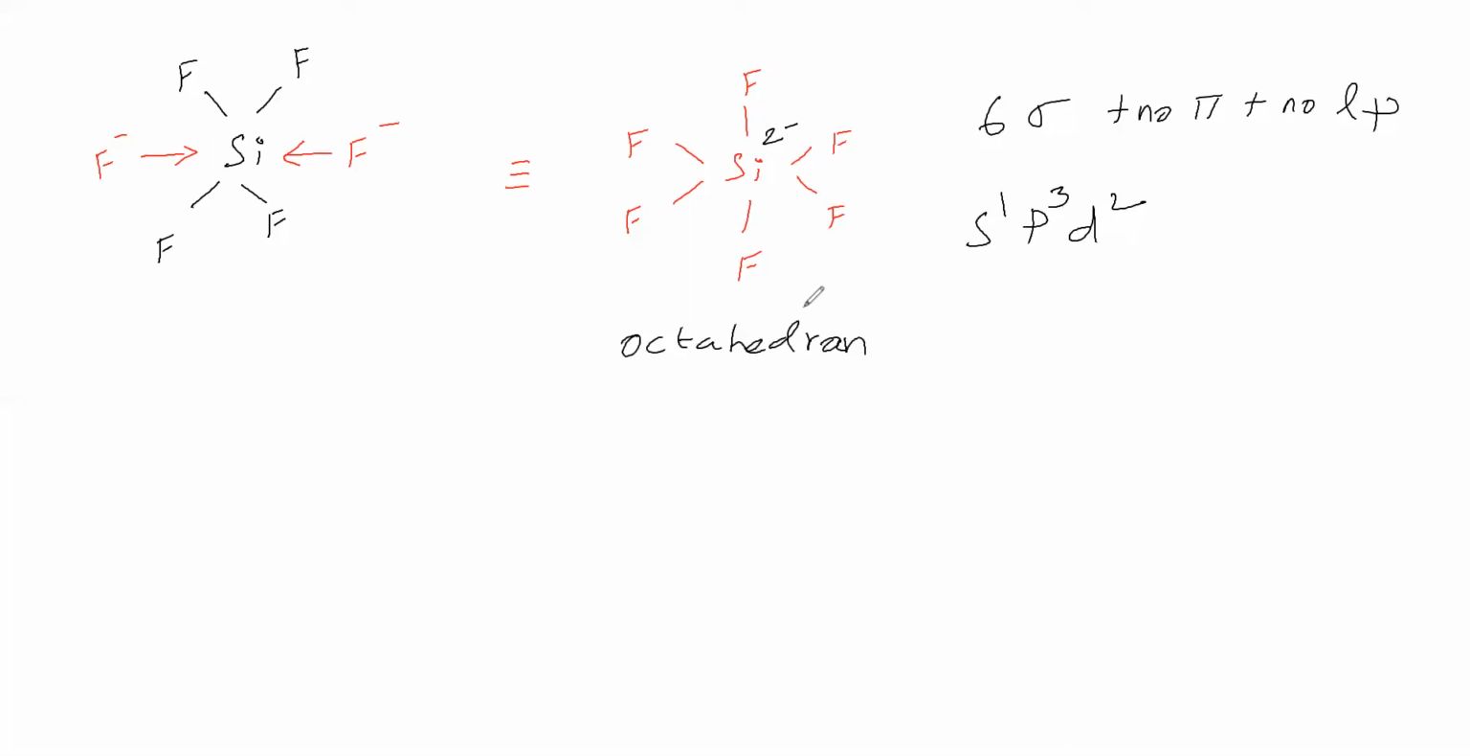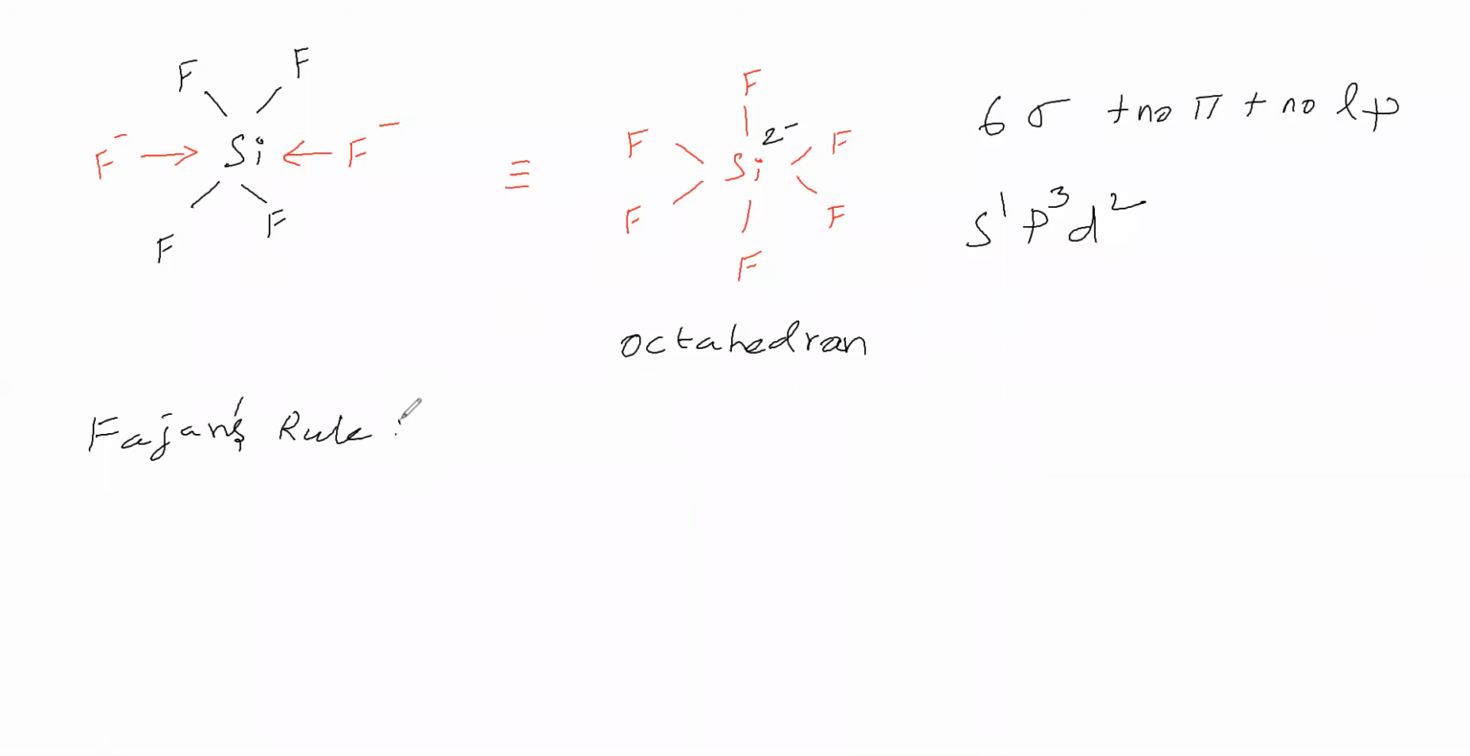This is about dative bonding or coordinate covalent bonding. Next, we will go for Fajans' rule. Now we are going for Fajans' rule. What is the use of this rule? Why do we have to go for Fajans' rule? That we have to see.